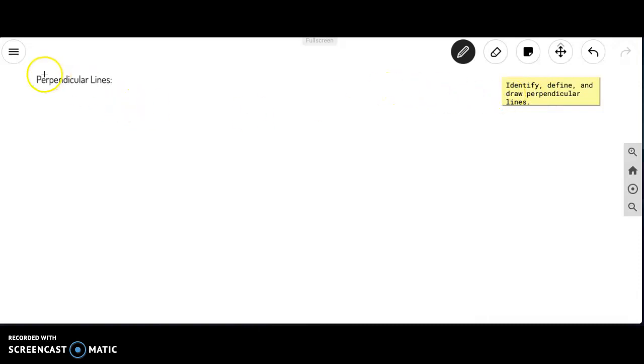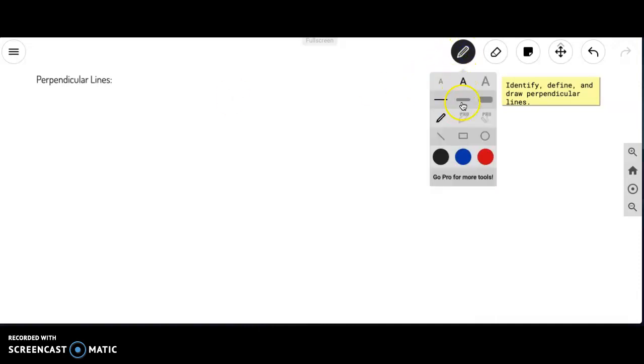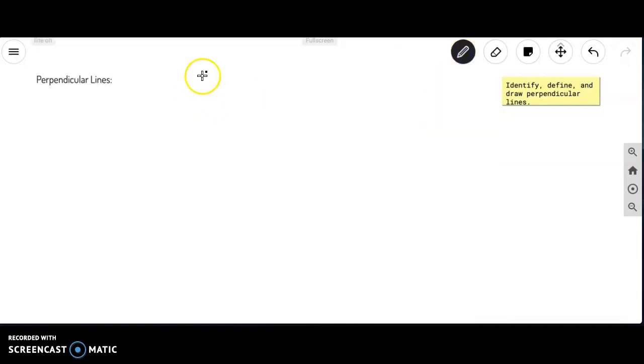So perpendicular is when two lines intersect. So that means that they cross. And they have to cross in a very specific way. And I'll draw that for you right now. So we'll have two lines, one coming this way, and then the other coming directly through the middle of it in a straight line like that.